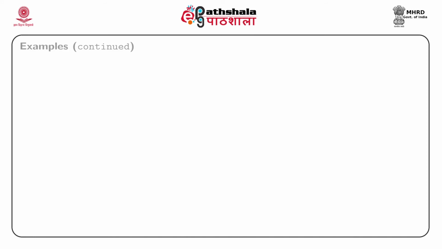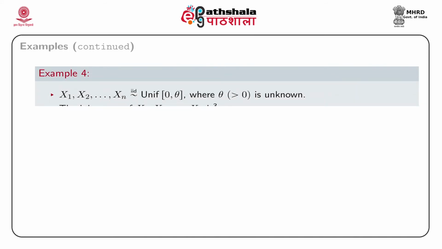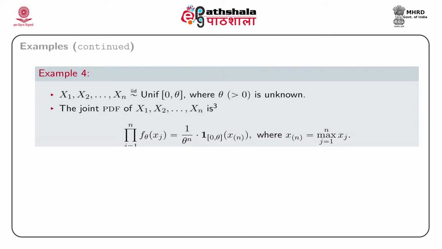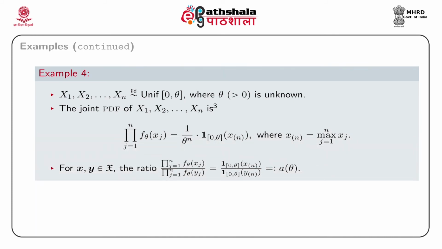Suppose x1, x2 up to xn are IID uniform(0, theta) variables, where theta greater than 0 is unknown. Here the sample space script X is an open interval of the real line, it is (0, theta), and script Theta is R plus, the positive part of the real line. We wish to find a minimal sufficient statistic for theta.